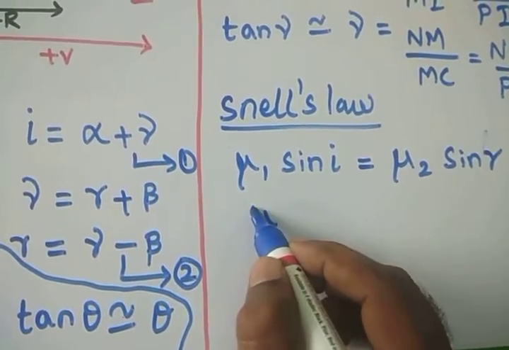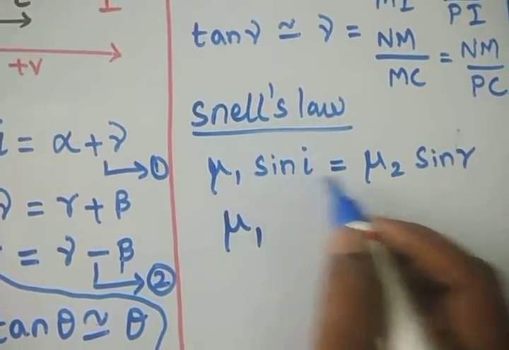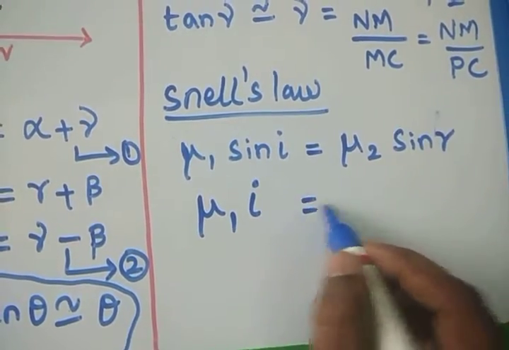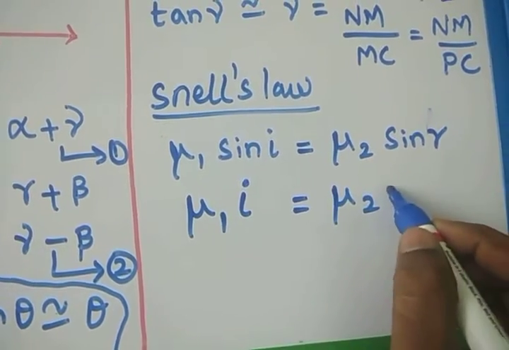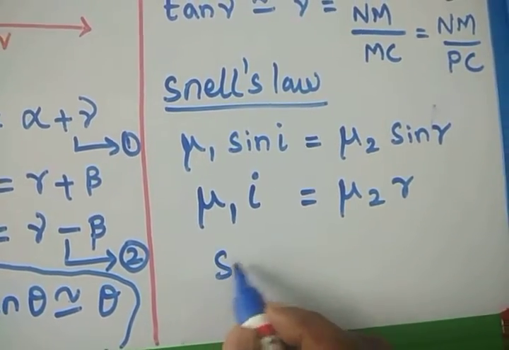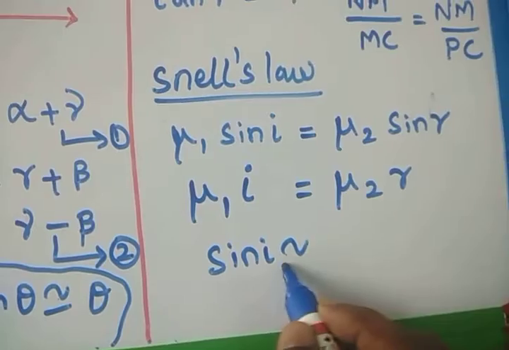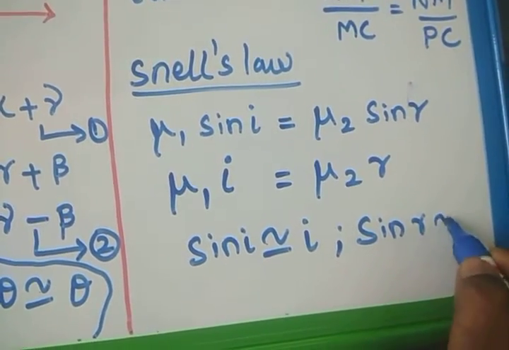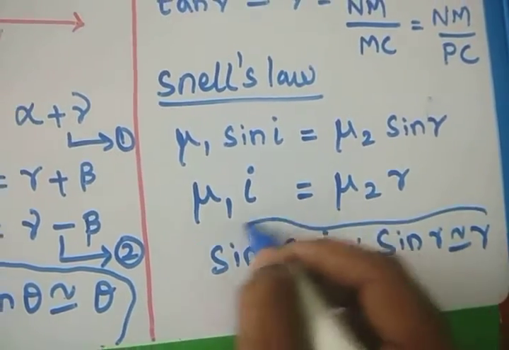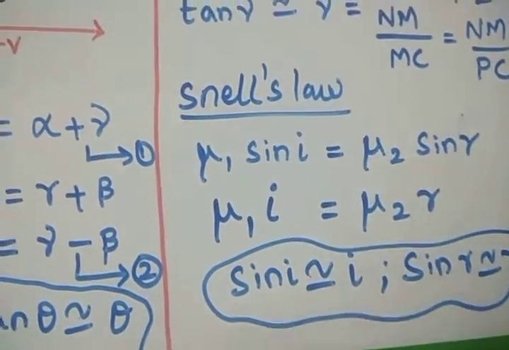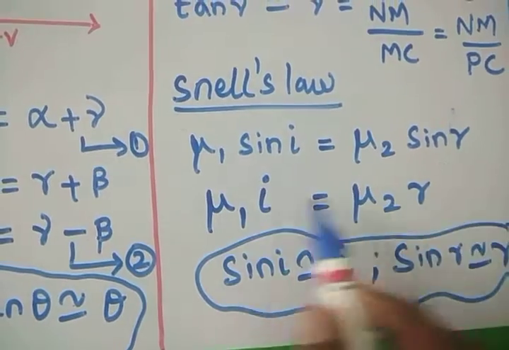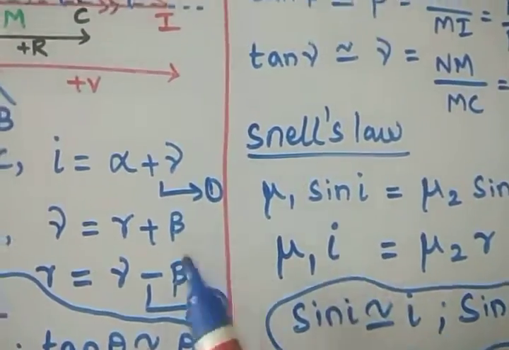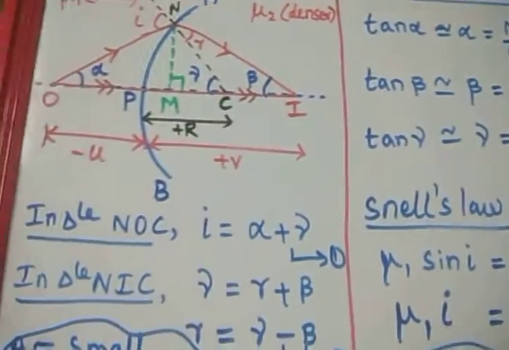So we know that sin I is a very small value and sin R is also a very small value. Instead of sin I I will put I, and instead of sin R I will put R, because sin I is approximately equal to I and sin R is approximately equal to R, because I and R are very small angles. Now we are going to substitute this I and R from this equation. Okay. Are you clear?